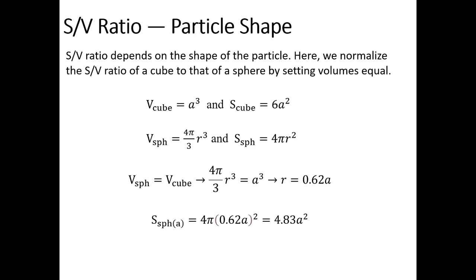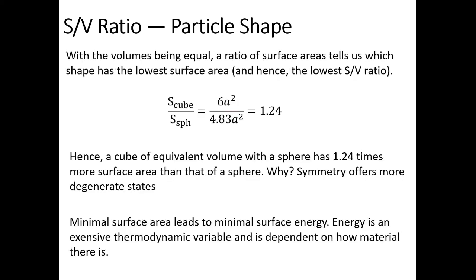Simple. And now the surface of the sphere, you want that in terms of A. So it's 4 pi (0.62 A) squared. Gives you 4.83 A squared. Again, just working through that. And we set those two equal. There's a few different ways to approach this, but this is one way. And we find out the answer is 1.24.